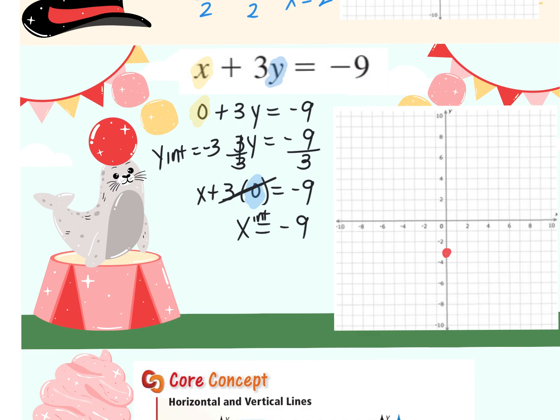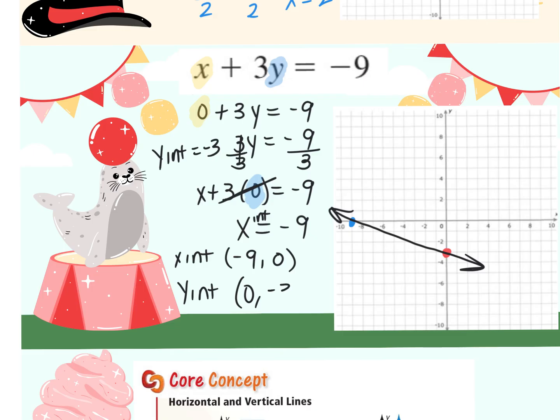And then on the x-axis, I put a point at negative 9, which would be right here. And you can see the line looks something like that, right? If I asked you the x-intercept, you would say negative 9 comma 0. The 0 is in the y spot. If I asked you the y-intercept, you would say 0 comma negative 3. You can see that the x-intercept has a 0 for y. The y-intercept has a 0 for x, right?